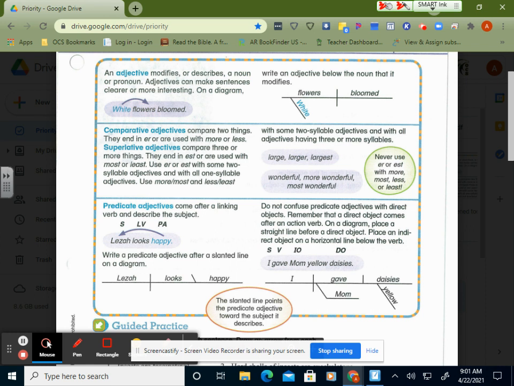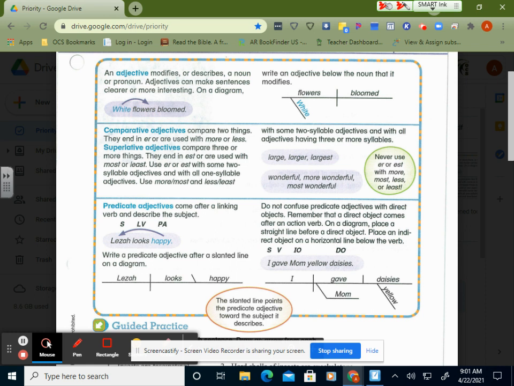You remember you have subject, then you have the line that goes all the way below the baseline, and bloomed is the predicate. Okay. White describes which word in that sentence? James? Flowers. So this is where an adjective goes, on a slanted line under the word it's describing.